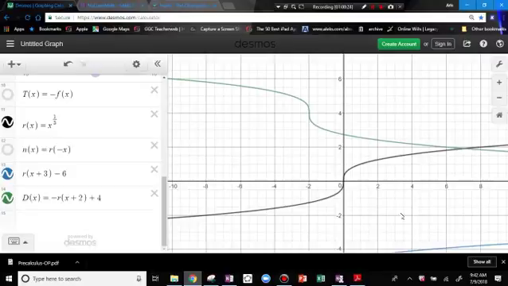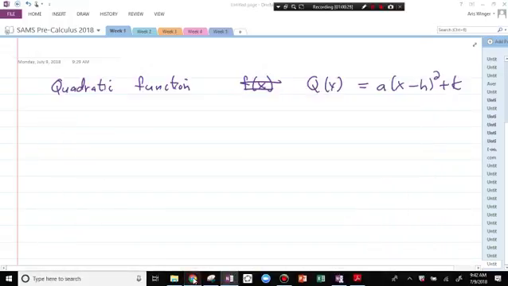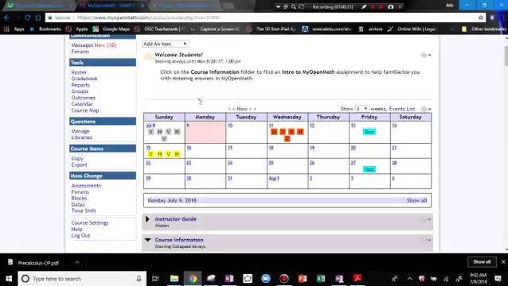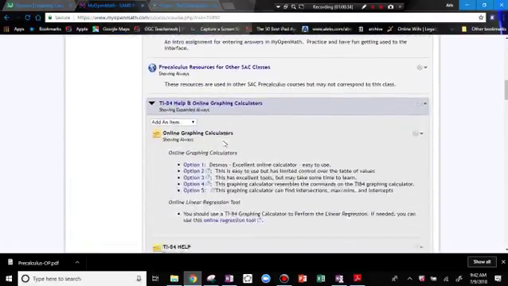Let's try and hit the homework. It's 1.5.